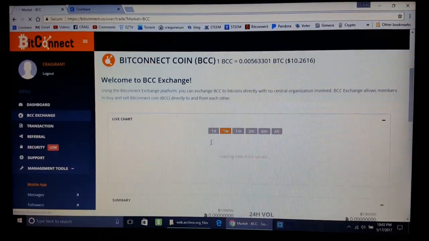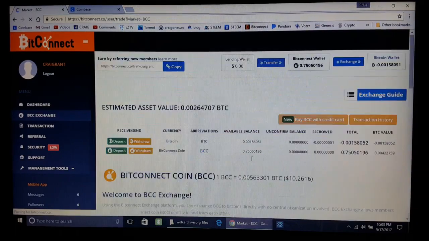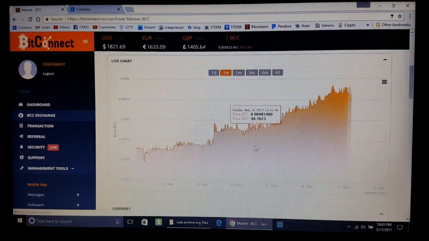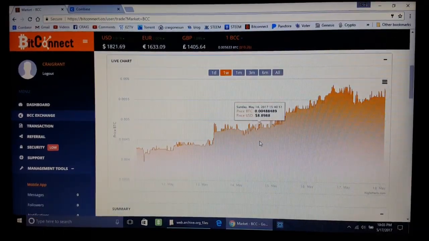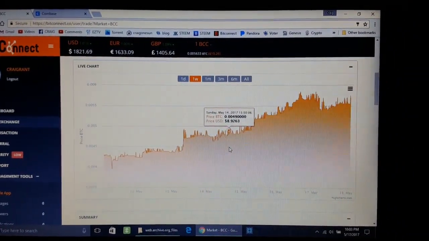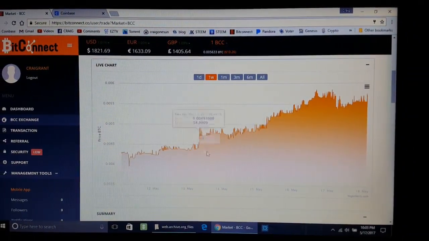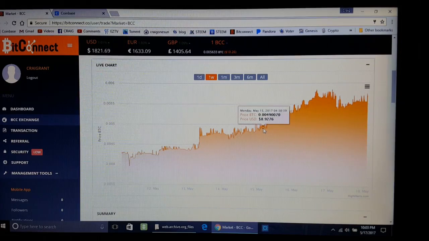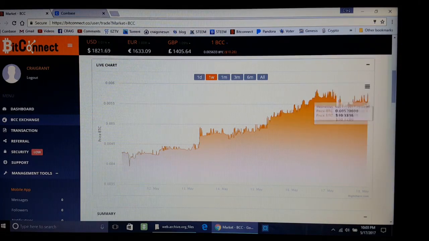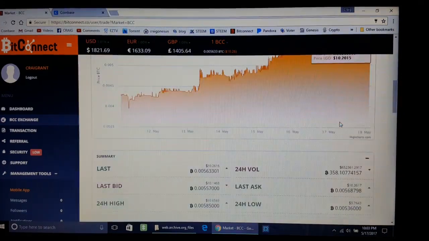As you can see, where's the chart? Oh, it's loading the chart. The chart looks pretty good. Look, the value of BitConnect has been steadily going up. This means that there are more buyers than sellers, meaning there are more individuals doing loans than there are individuals who are cashing out, right? So that's a good thing.